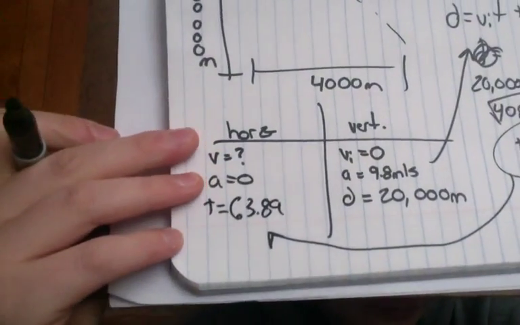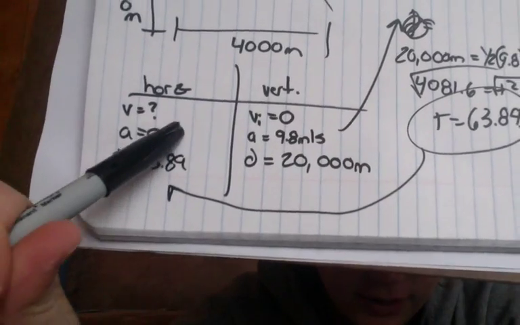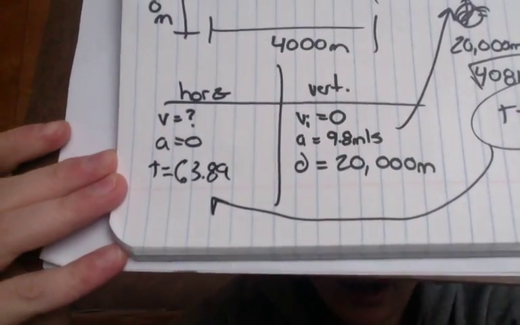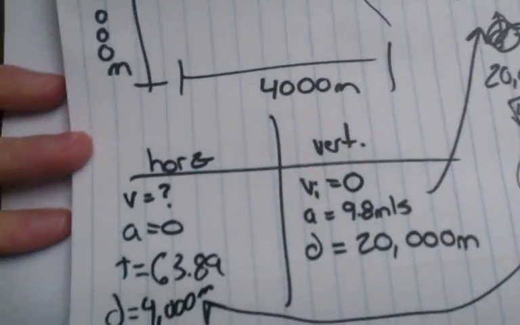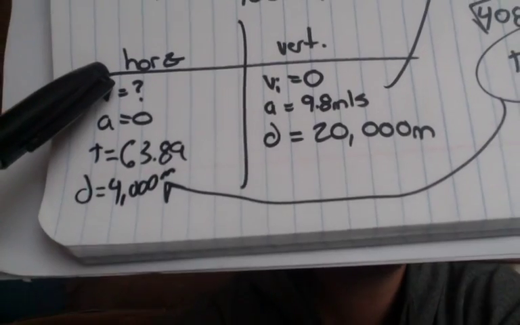Okay, so then part 2 of the problem. Again, time is the one variable we can move over, so I'm going to move it over to my horizontal and put it in there. Sorry, I don't know why I didn't write this in the beginning. I also know my distance is 4,000 meters. So now I have 3 variables in the horizontal, and I can solve for the speed.